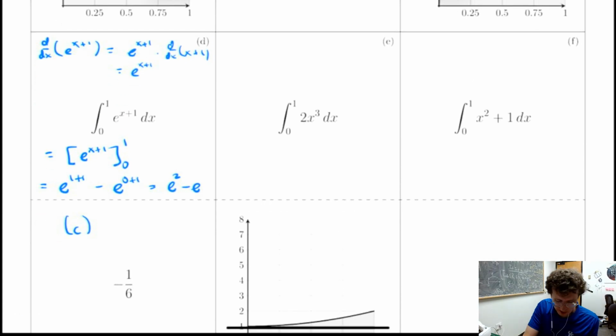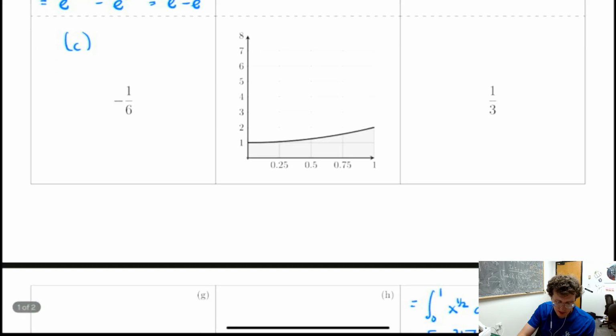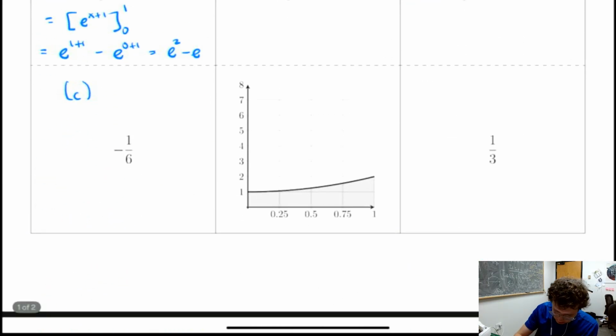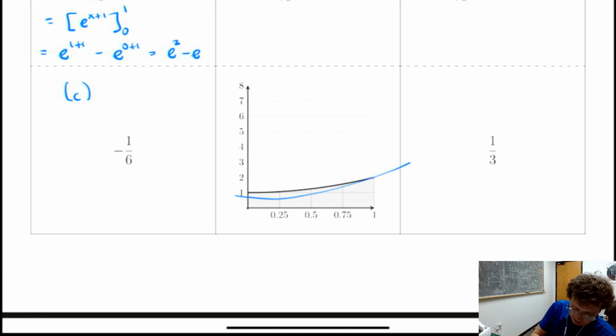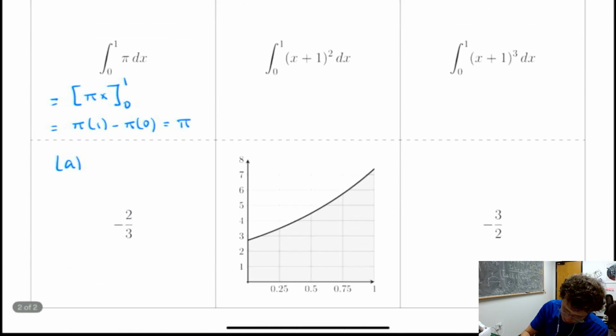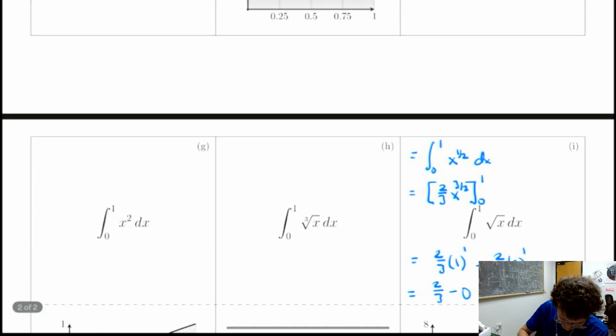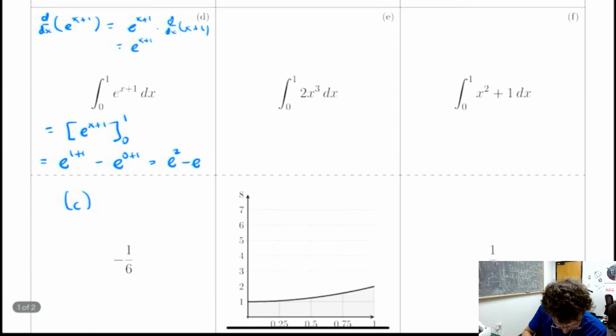Let's think about an actual value of the function when x is 0. E to the 0 plus 1 is e, which is about 2.7. That's not 2.7. This actually kind of looks like an exponential function, but that's also not 2.7. Yeah, that is 2.7. Okay, so this is the graph. That was domino D.